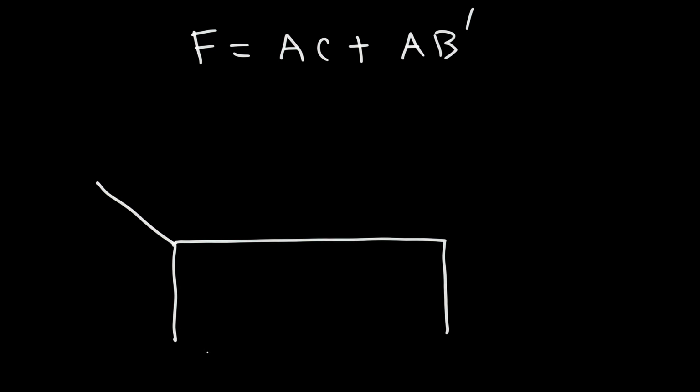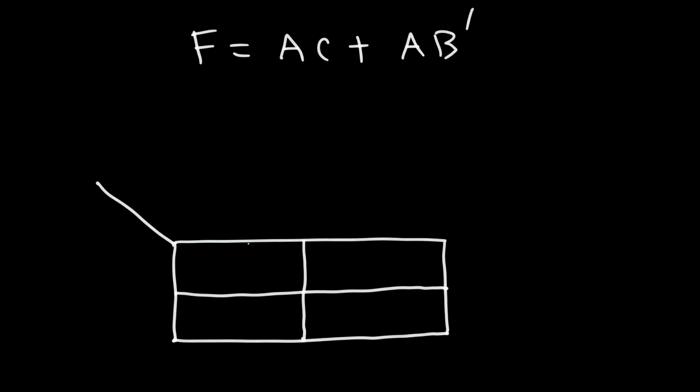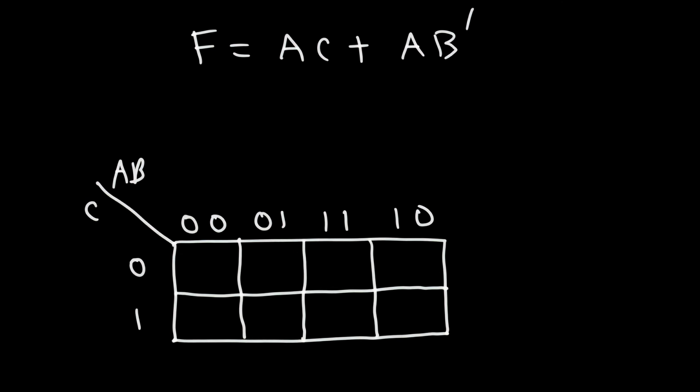Now let's say that we're given a function AC plus AB prime. So how can we take this function and create a 3-variable K-map? And let's create it in the horizontal direction. So we're going to need 2 rows and 4 columns. So we're going to put AB above the diagonal line and C below it. So AB can be 0, 0, 0, 1, 1, 1, or 1, 0. And C could be 0 or 1.